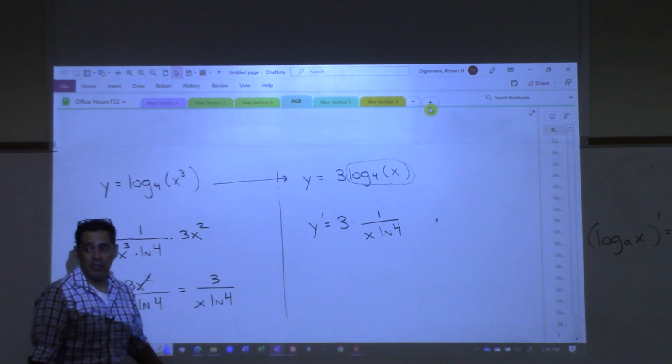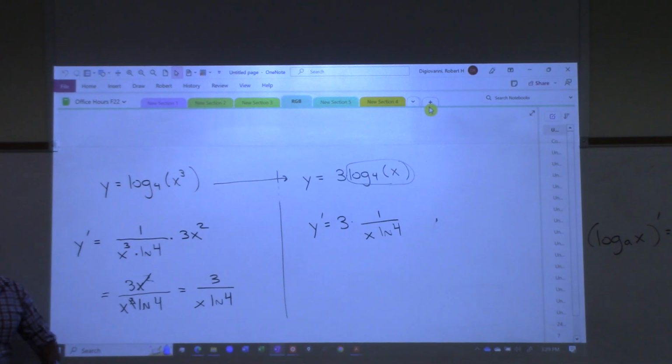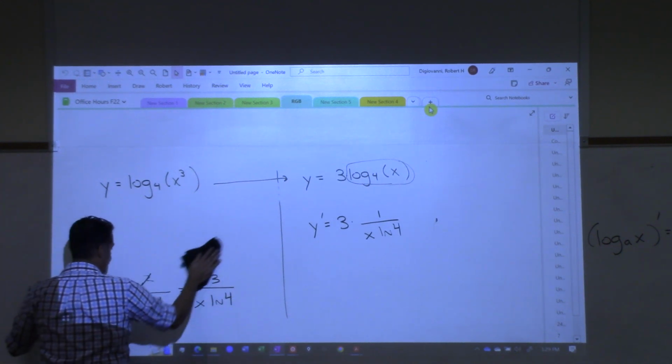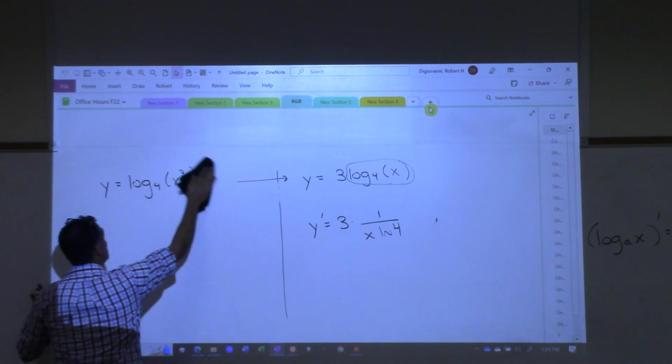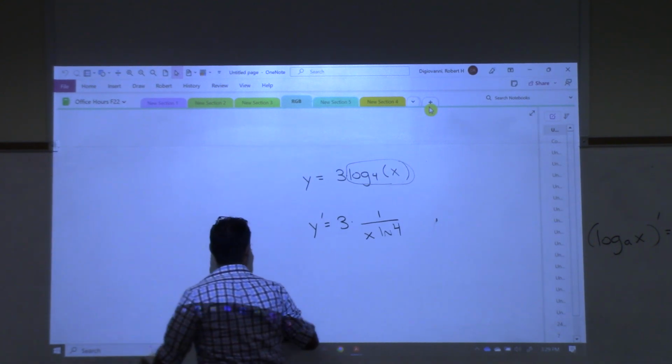As you might imagine, anything you can think of that has logs in it now can be a problem. You just need to know, am I doing quotient rule, chain rule, product rule? So you're going to need to practice the homework for this because there's a wide variety of things to look at. Let's do one more example.